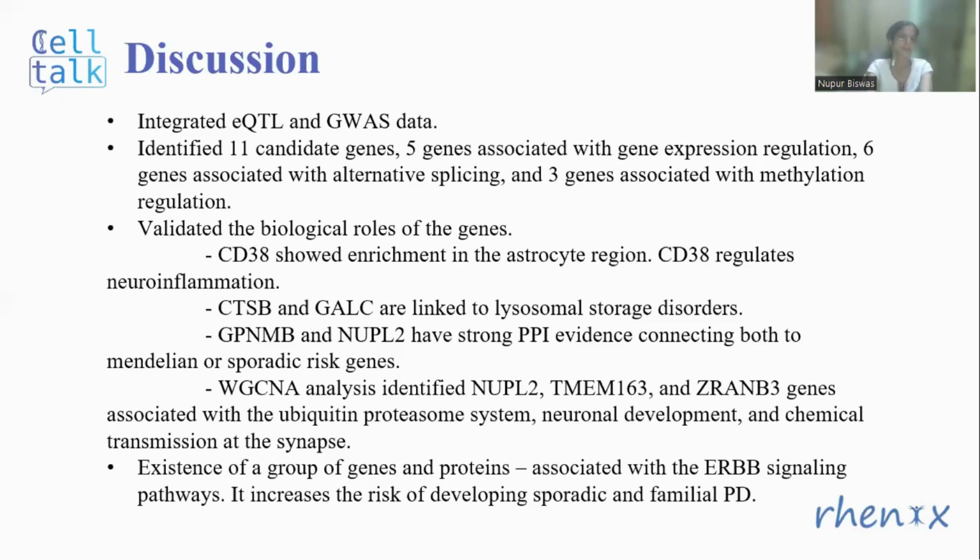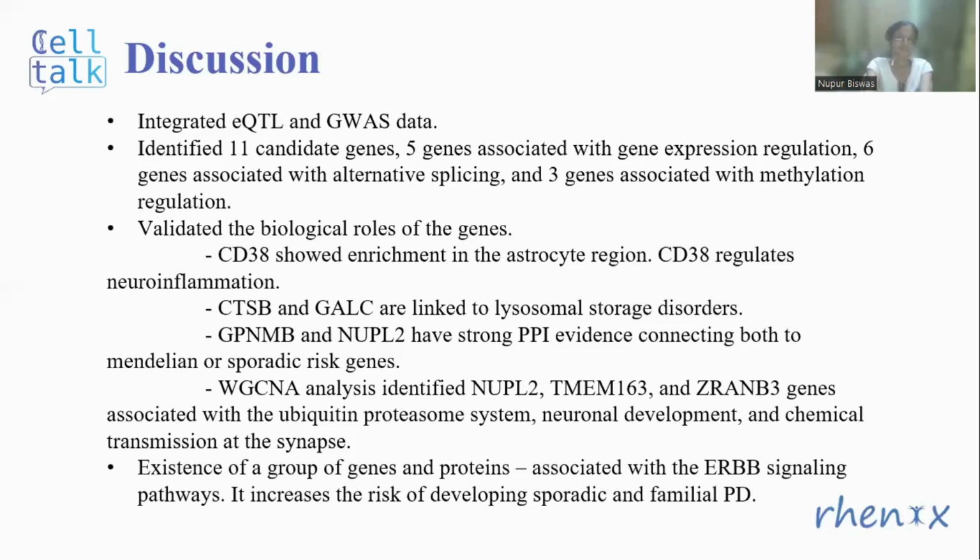And similarly, CTSB genes are linked to lysosomal storage disorders. CPNE1, MB, NUPL1 have strong evidence in connecting Mendelian disease. And WGCNA analysis identified three genes. So overall, we can see that there exists a group of genes and proteins which includes the candidate genes as well as the Mendelian genes related to Parkinson disease, which are associated with the ERBB signaling pathways. And this group of genes increases the risk of developing sporadic as well as familial Parkinson disease.